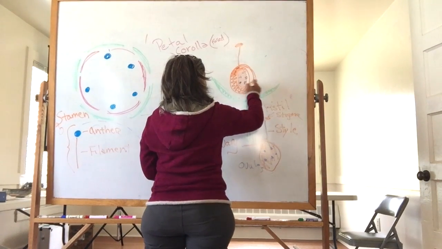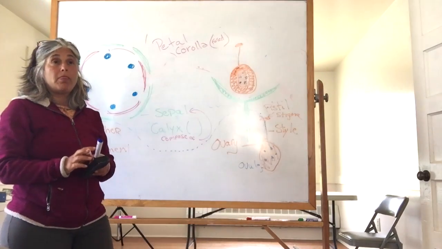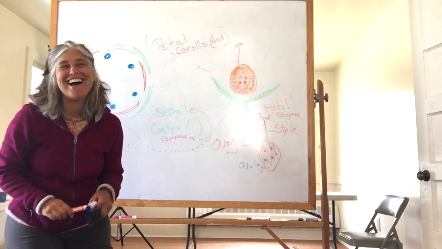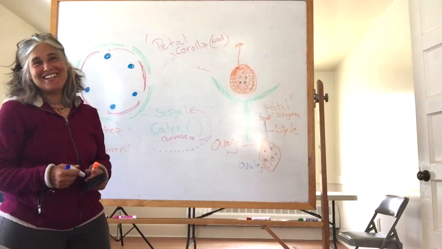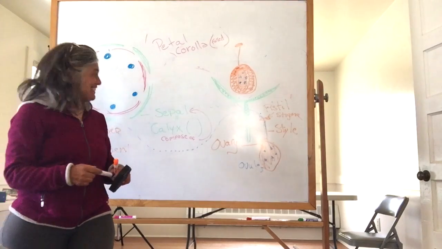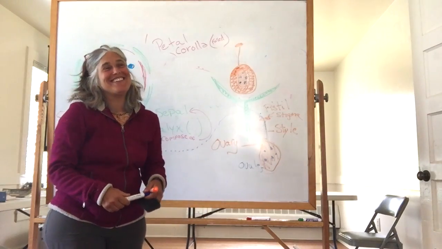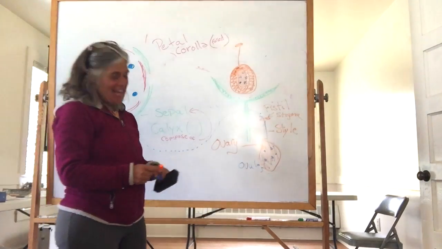Wait, so if you come for the flower now and you're ringing its doorbell, there's no anther? Yes. Exactly. Or it's just withered, like can't really anther. Come in, I'm sorry, I can't anther.